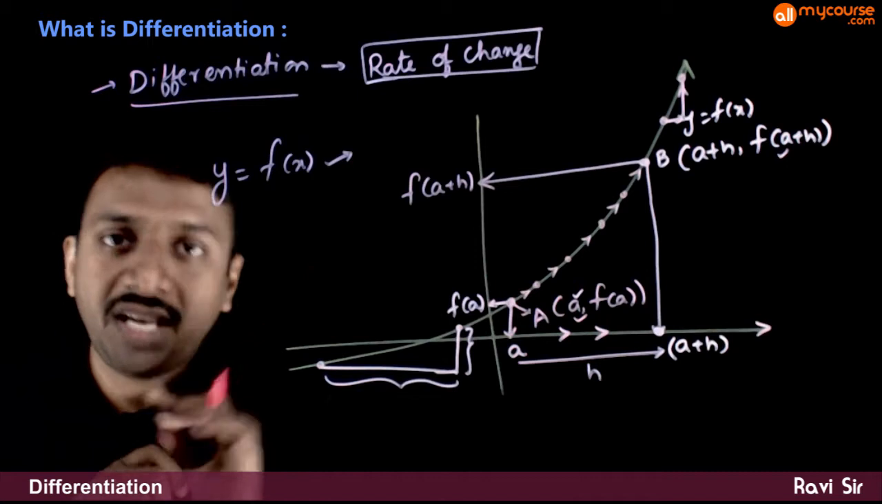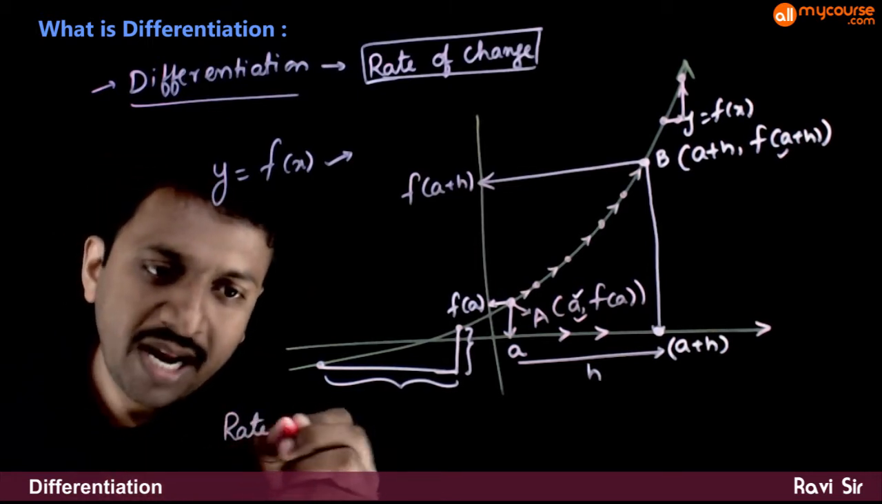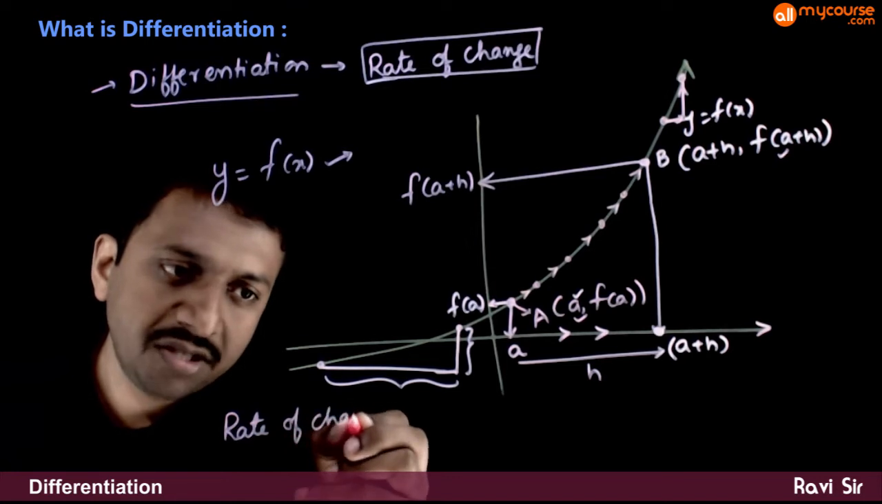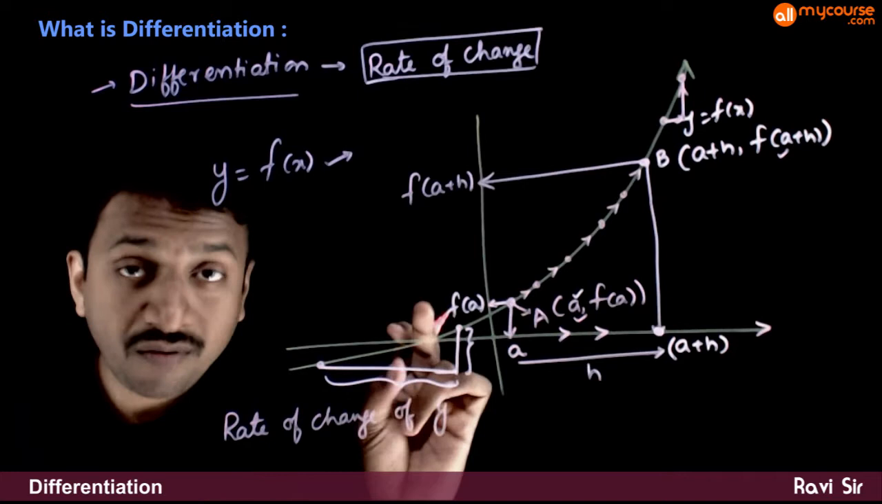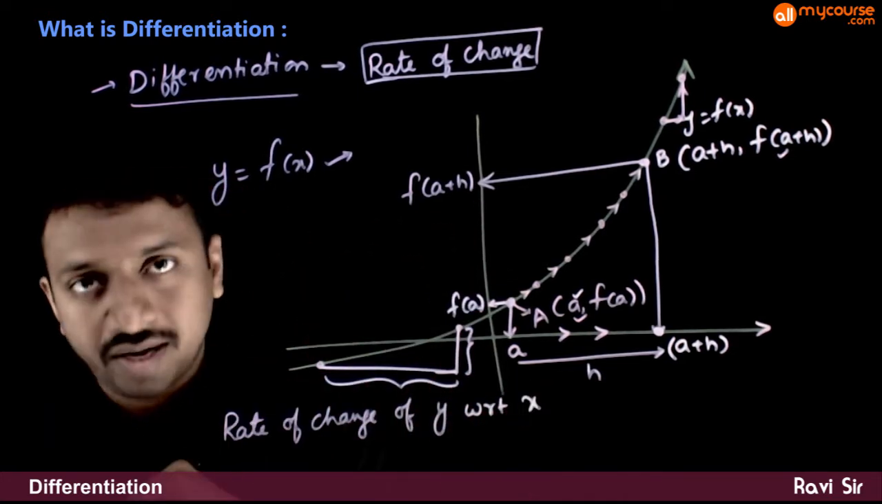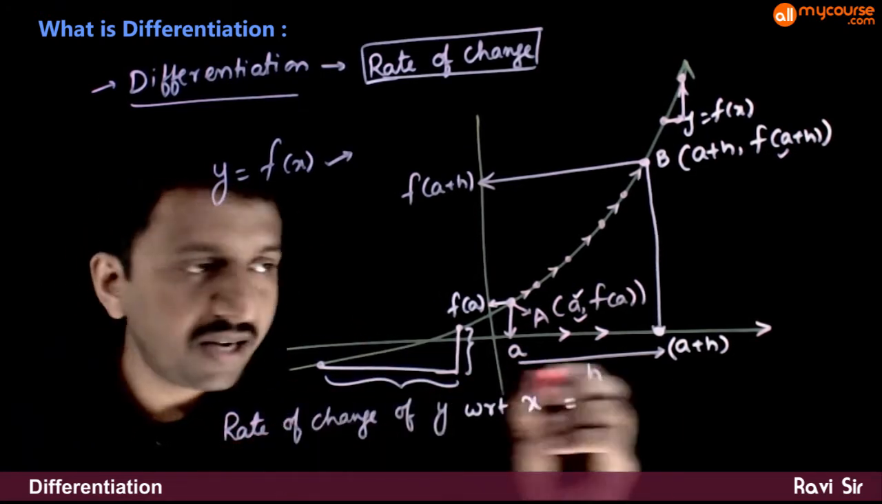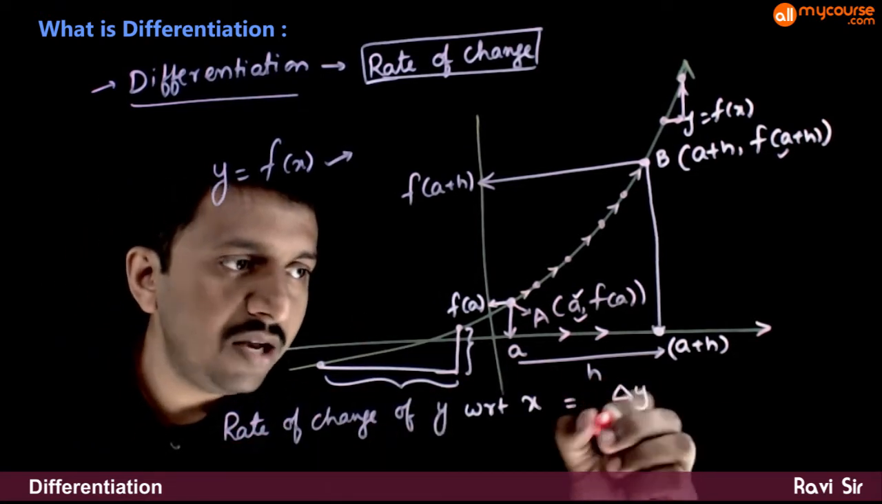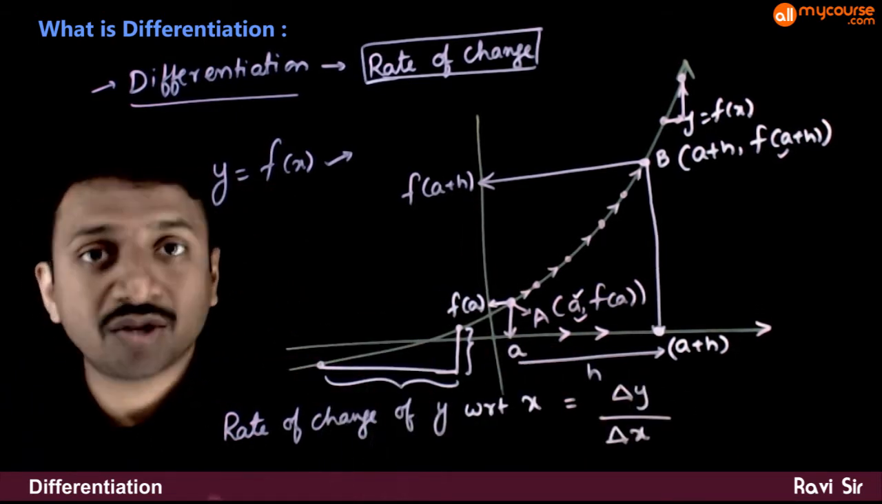Now rate of change means what? It is the rate of change of the y coordinate with respect to the x coordinate. The rate of change of y with respect to x is nothing but the change in the value of y divided by the change in the value of x. That is called rate of change.